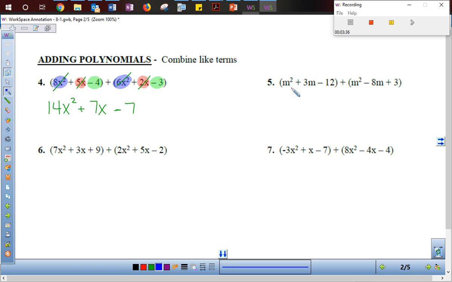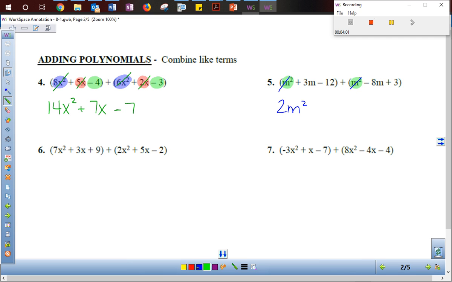On number 5, I have m squared plus 3m minus 12 plus m squared minus 8m plus 3. So again, I can only add like terms. So here I have an m squared. To be able to add that to anything, it can only be an m squared, like here. So m squared plus m squared is 2m squared, and I cross them off.